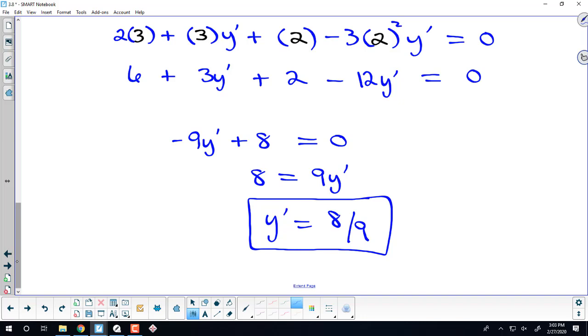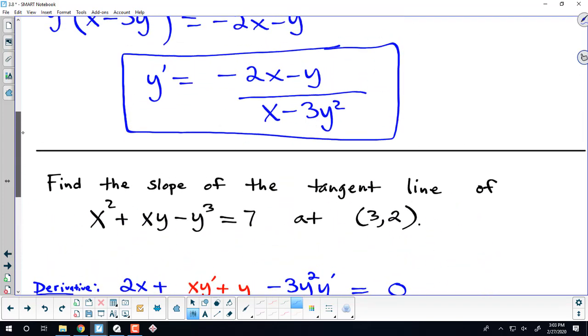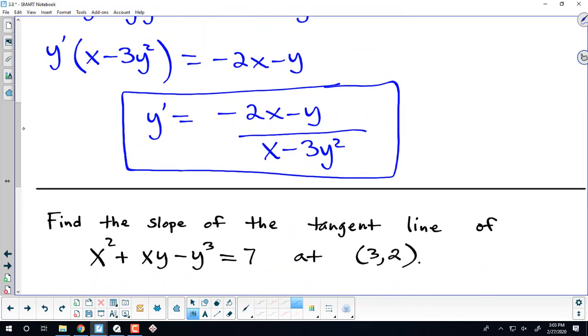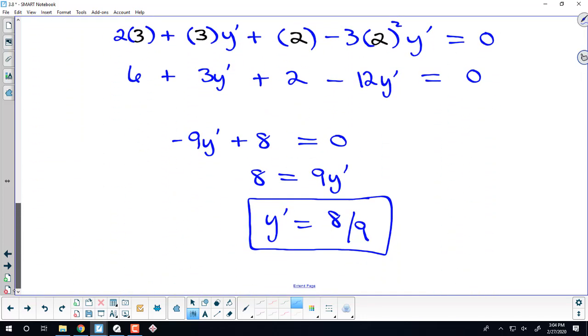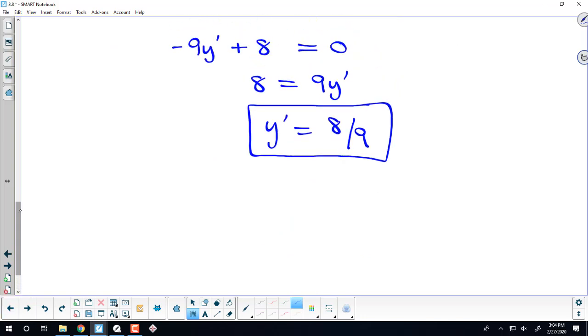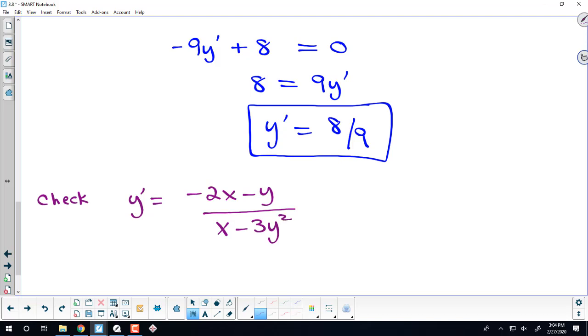Does that make sense? Anyone have any questions about that? And we could certainly check with the derivative. Since we had already found the derivative, if I plug in x equals 3 and y equals 2 in that, we should come out with 8/9. So minus 2x. That was the derivative, right? Okay. So check y prime from our original step at the point 3, 2. We're just going to use this formula instead.